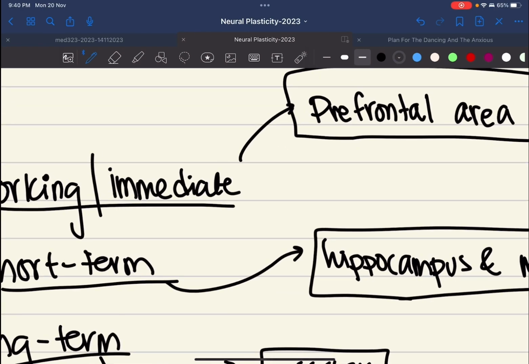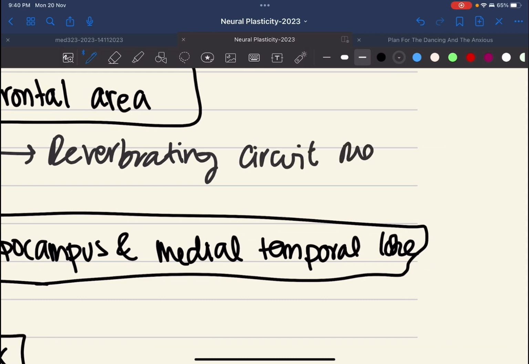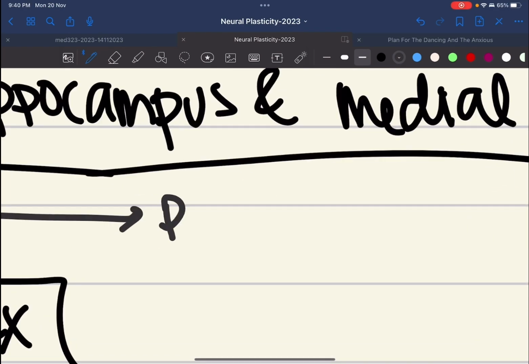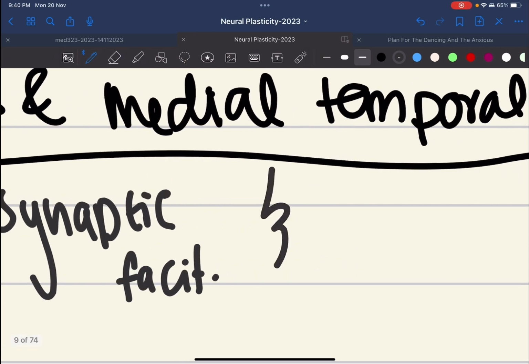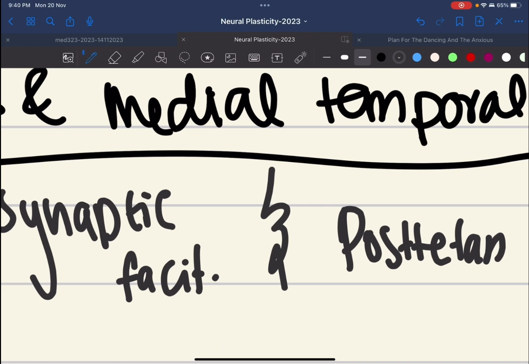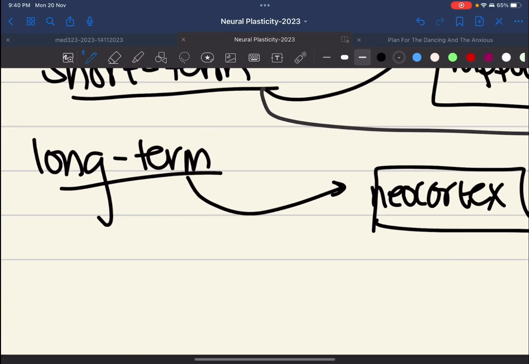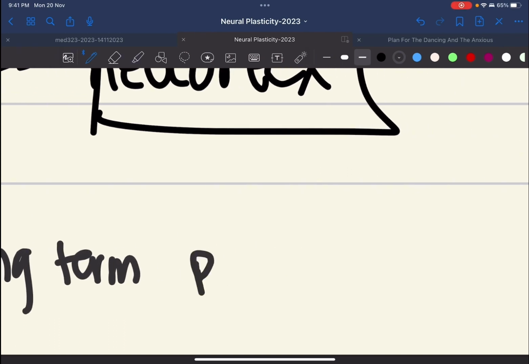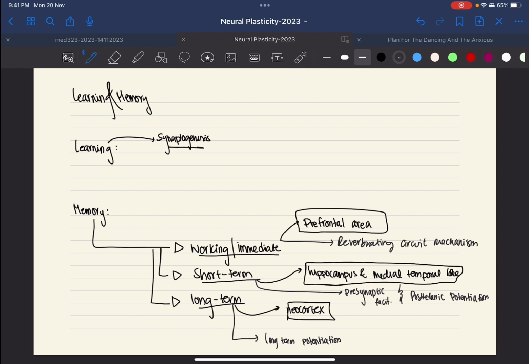memory is their mechanisms. So working or immediate memory uses reverberating circuit mechanism. The short-term memory uses two mechanisms: presynaptic facilitation and post-tetanic potentiation, which we're going to get into in a bit. And finally, your long-term memory uses long-term potentiation. And this is basically what we need to know about each type of memory.